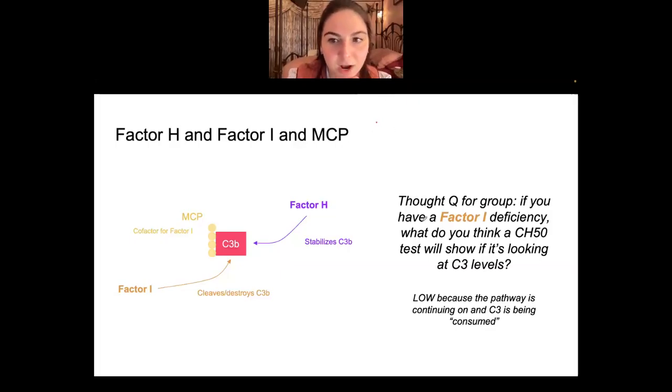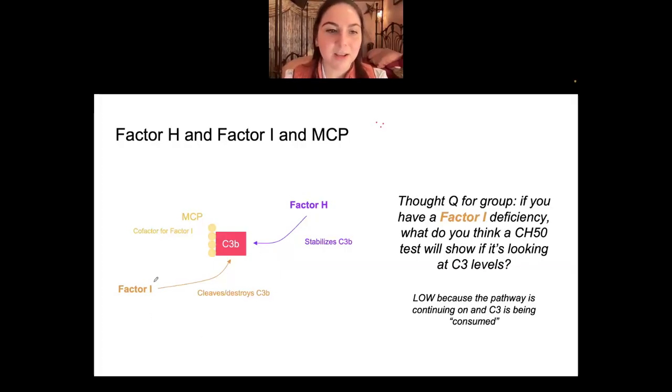Good. Yeah, I think a few of you did read it wrong. I just didn't want to sit here and say, oh, factor I deficiency equals low CH50, because working through it is going to help. When we're done today, work through these zymogen-like questions. I have some questions for you, but work through these as well.